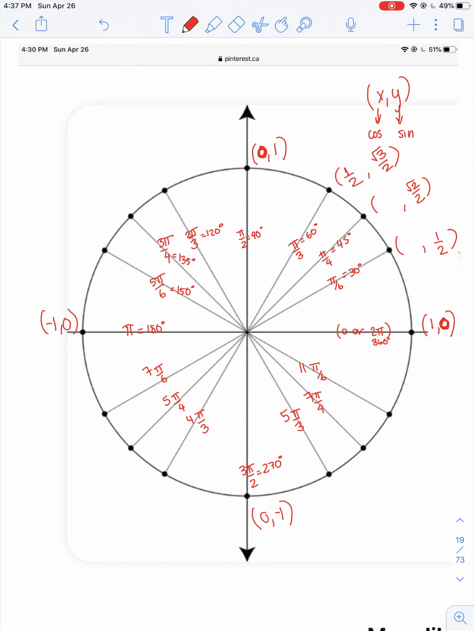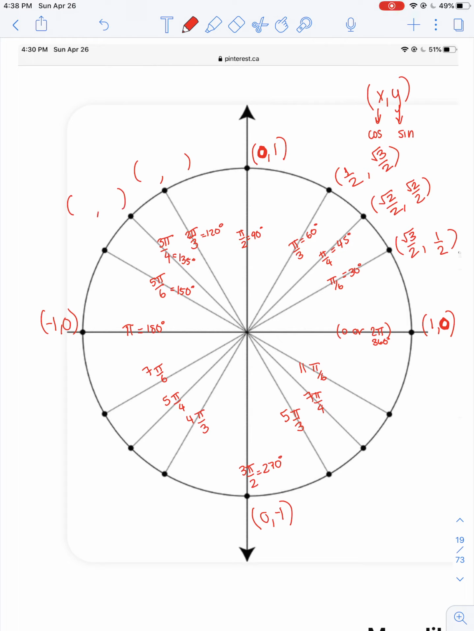You're going to start counting and say square root of 1 over 2, which is 1 over 2, square root of 2 over 2, and square root of 3 over 2. So those are the coordinates for your first quadrant. Let's move on to the second quadrant.